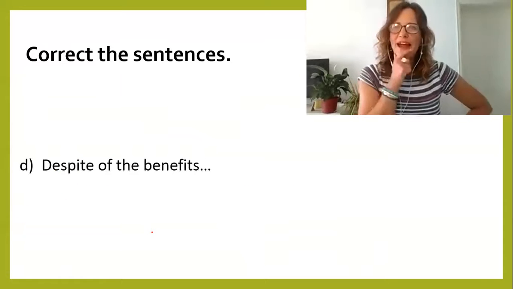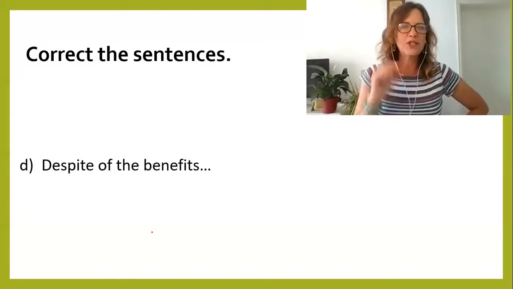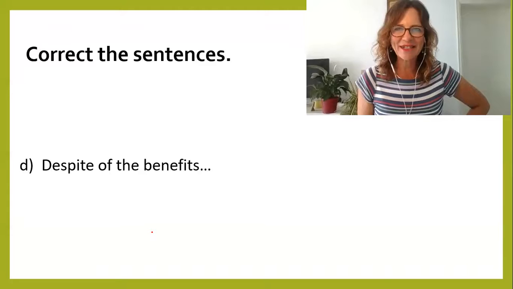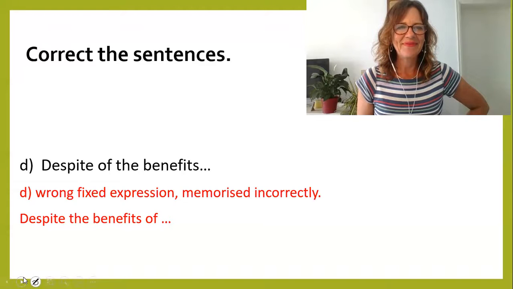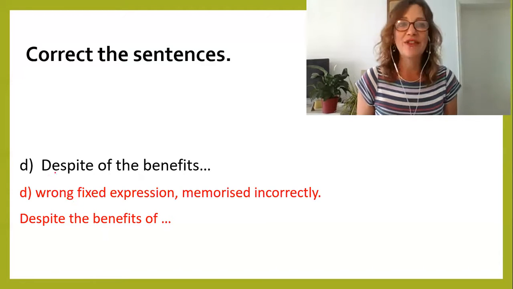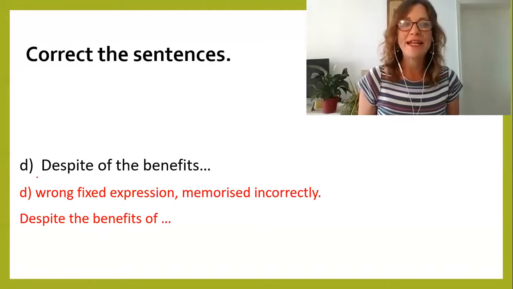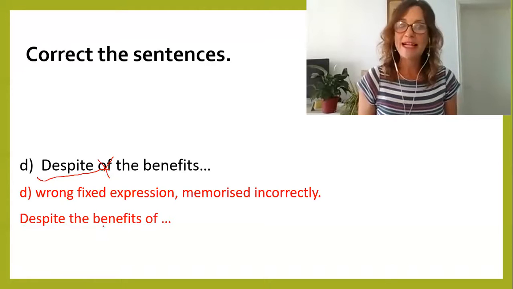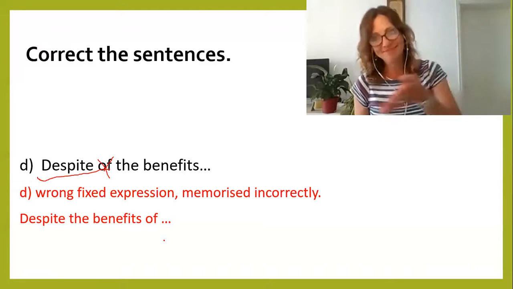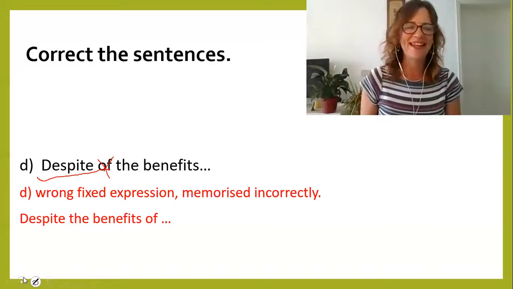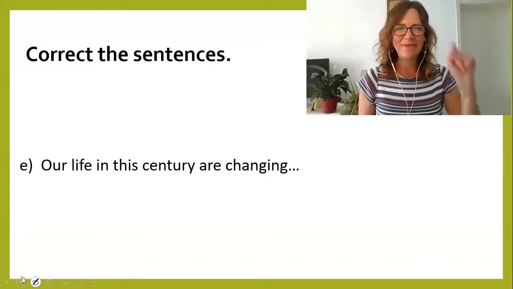Despite of the benefits. What's wrong? Can you correct this sentence? Do you know? Again, it's the wrong fixed expression. It's neither despite of, no, despite the benefits of, etc. Okay, so let's try one more.